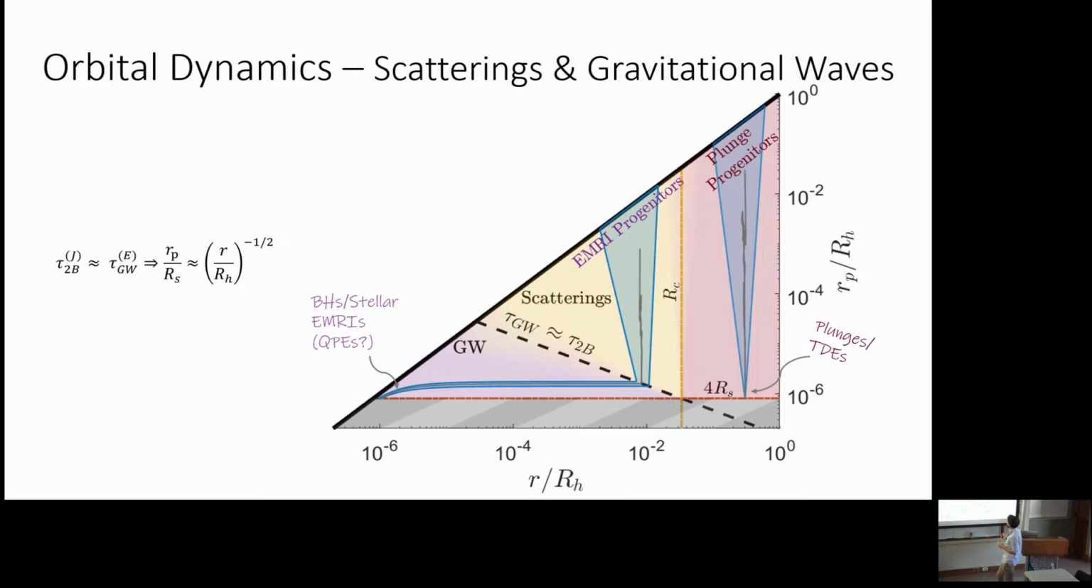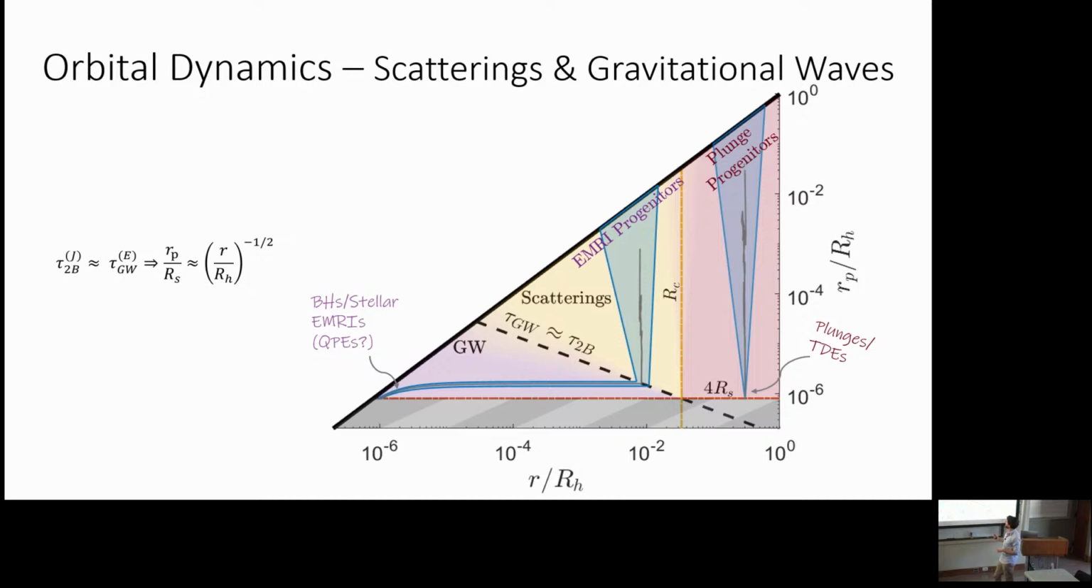Now some of these objects can be pushed to such high eccentricities that they will reach here. So they will reach the destructive bound, and that will be the origin of TDEs for stars, for tidal disruption events. So stars on a very eccentric orbit that pass too close to the supermassive black hole and get tidally disrupted. Or in the context of black holes, it would be plunges. So again, a stellar mass black hole that just falls quite rapidly and is swallowed by the supermassive black hole.